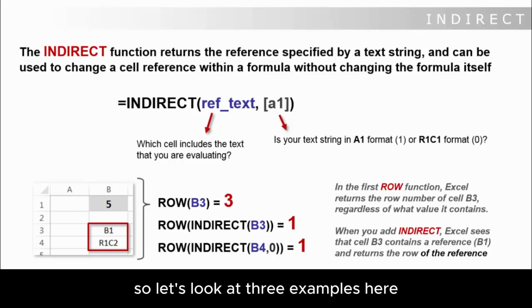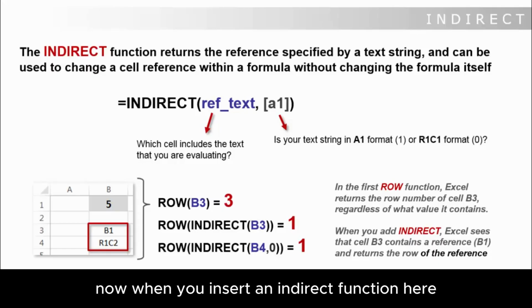So let's look at 3 examples here. In the first case, we're using a ROW function, and we're saying, all right, tell me what the row of cell B3 is. When you do that, Excel just says, okay, cell B3 is in the 3rd row, so that's a 3. And that's just like we learned the ROW function in the past.